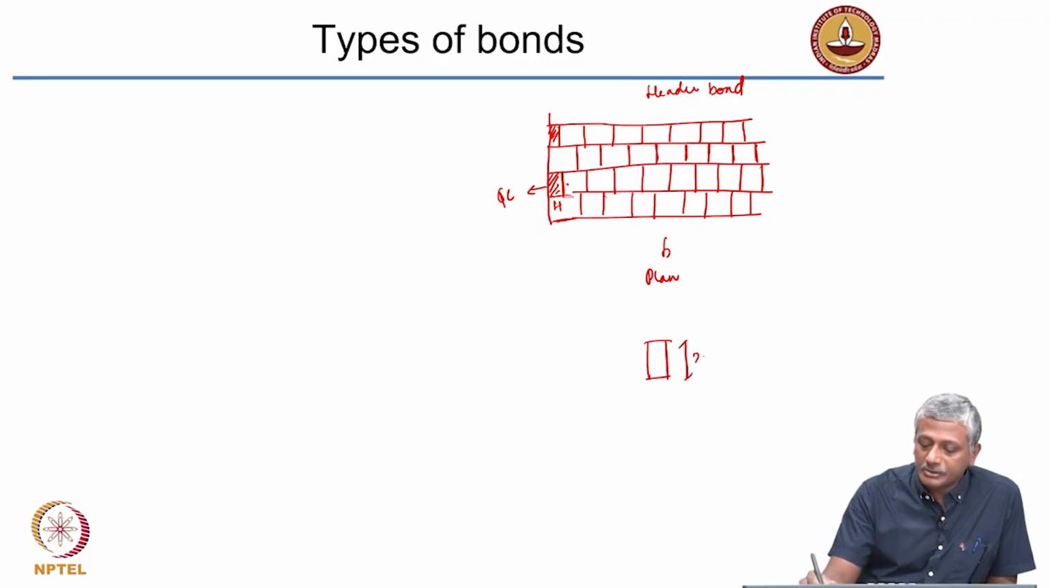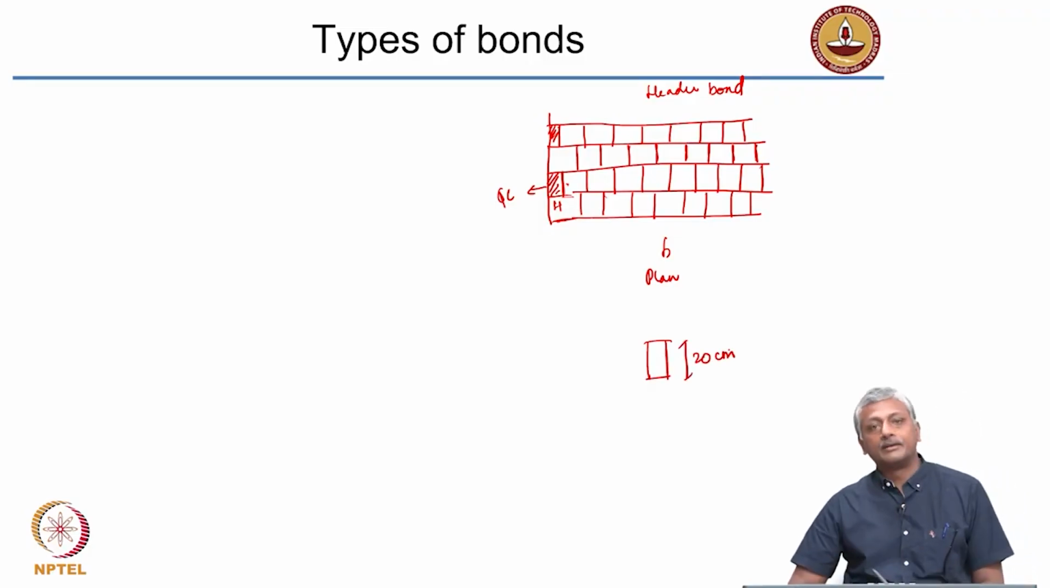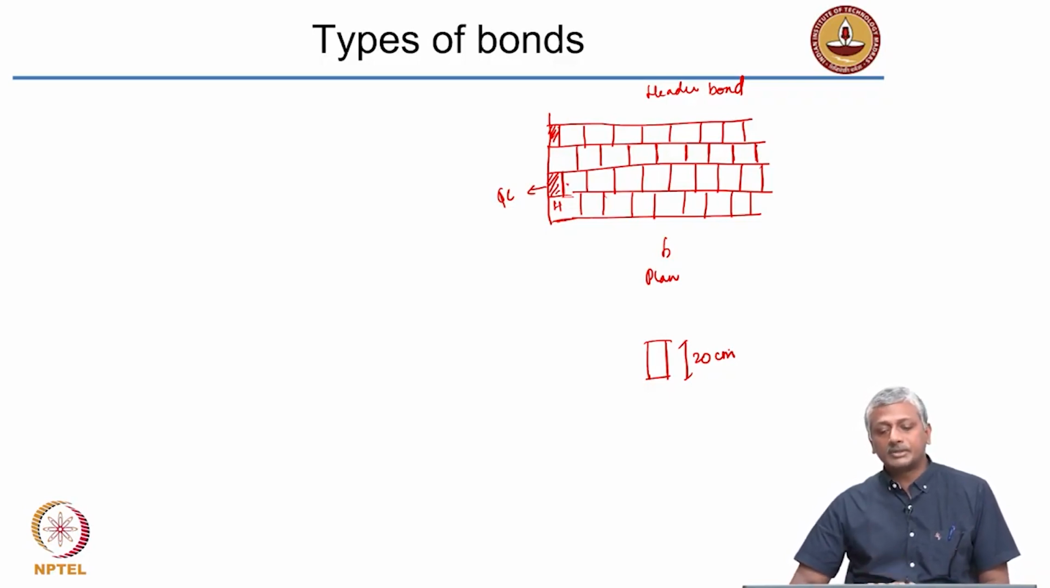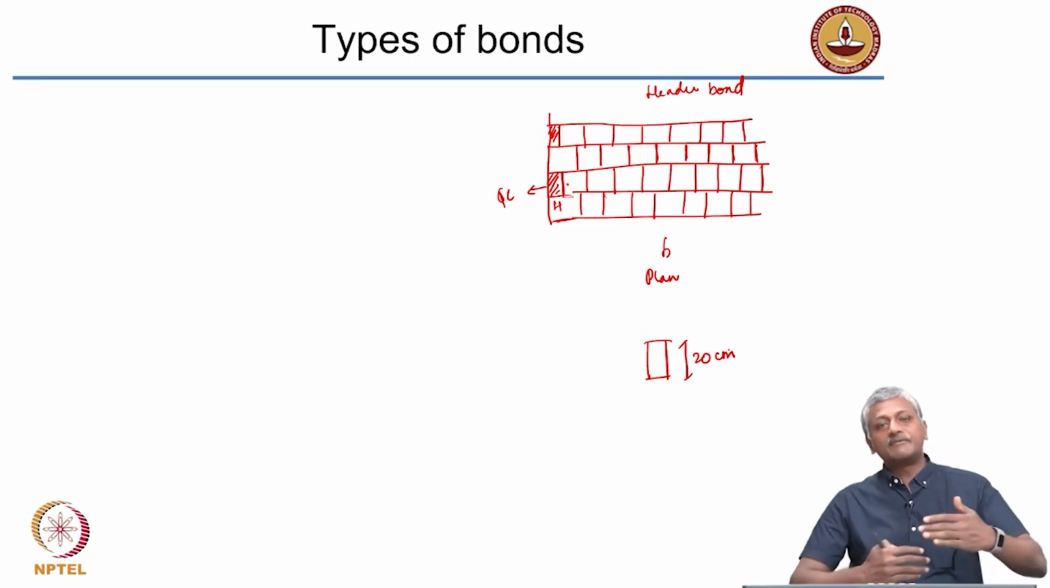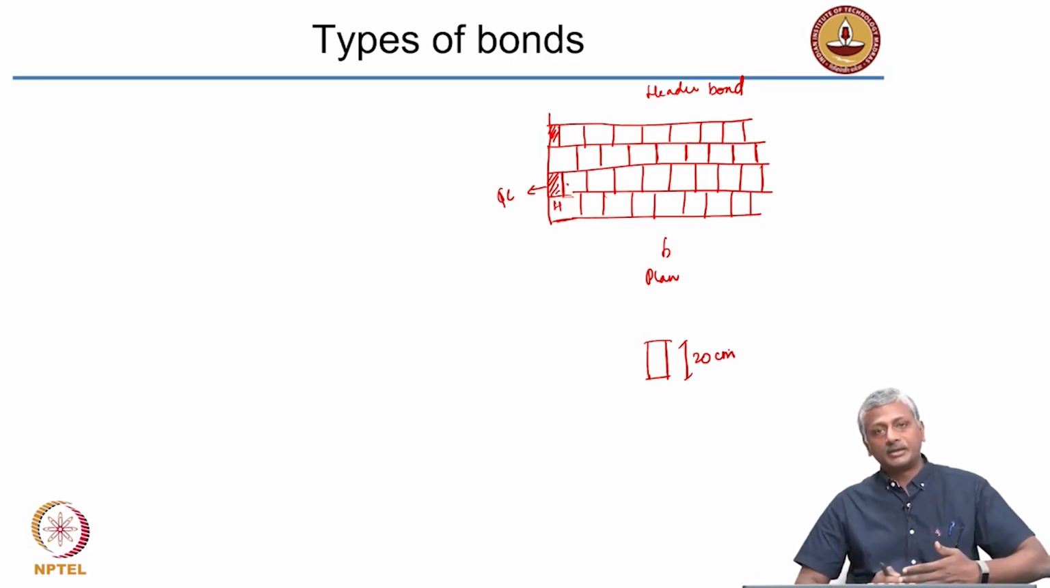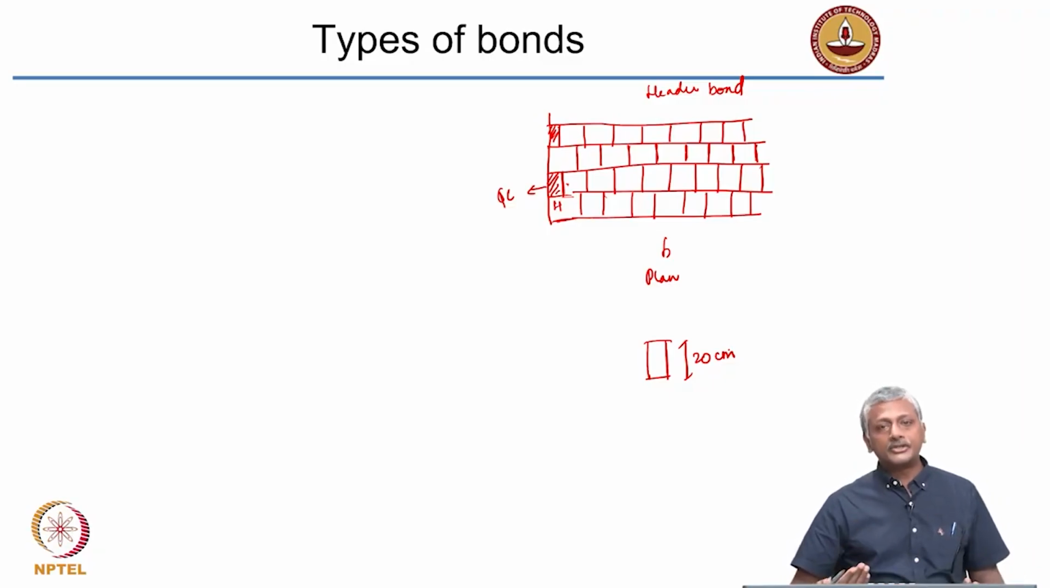So my thickness should be at least 20 centimeters. It's only for one brick walls. You can only have 20 centimeter thick walls with header bond. With stretcher bond, you can only have 10 centimeter thick wall. Okay. So it's not intended for a large load bearing condition.